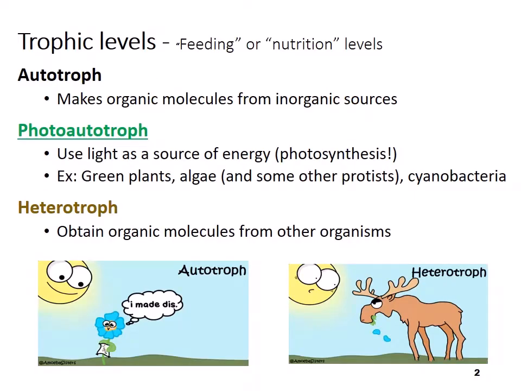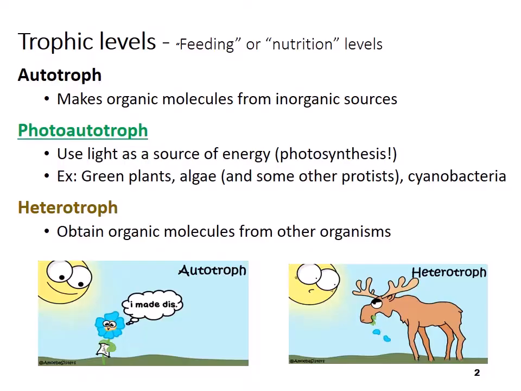So trophic levels are feeding or nutrition levels, and you probably remember talking about food chains before, and maybe talking about producers and consumers. An autotroph means self-nutrition. So autotrophs make organic molecules from inorganic sources. And most of the time when we're talking about autotrophs, we're going to be talking about photoautotrophs. That means they use light as a source of energy to create organic molecules from inorganic molecules. So photosynthesis is what we're talking about there.